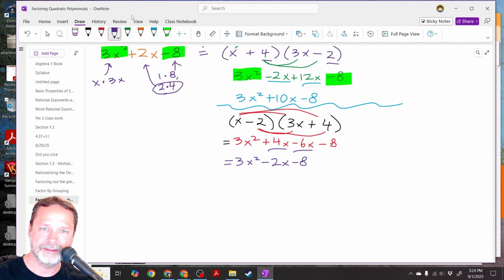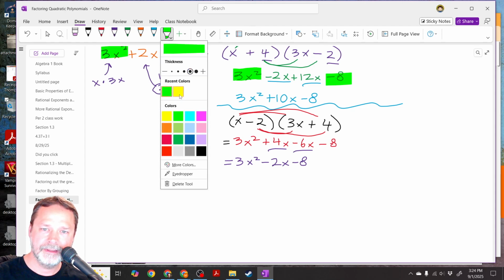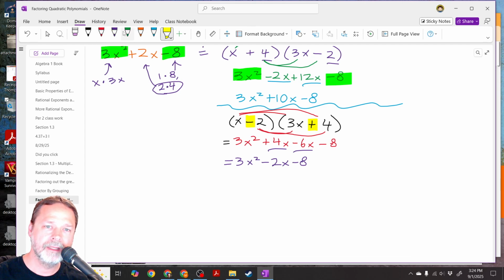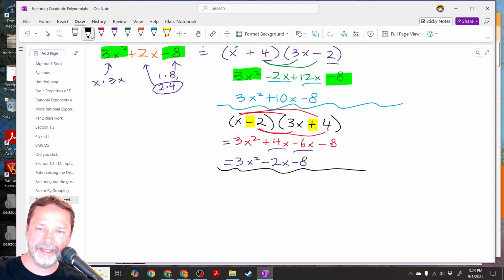That's an easy fix. That just means that my signs were wrong. These guys, I need to switch those. If I just switch those, I would have it. So I'm done. I know for sure that would fix it. So my answer is definitely going to be x plus 2 times 3x minus 4.